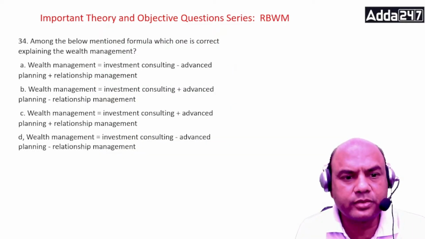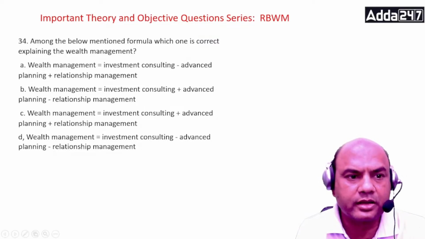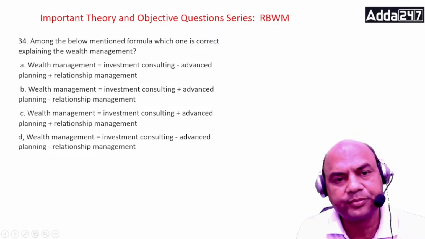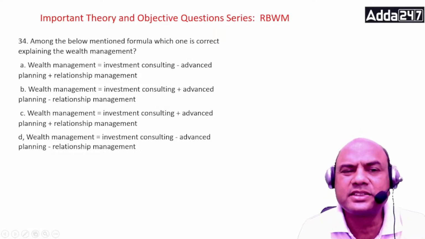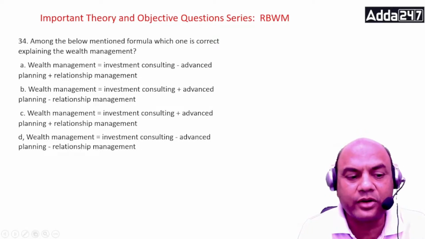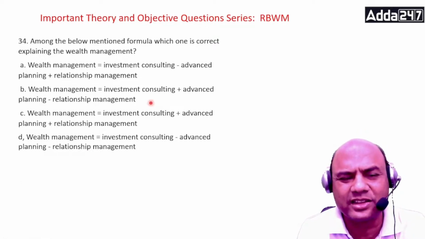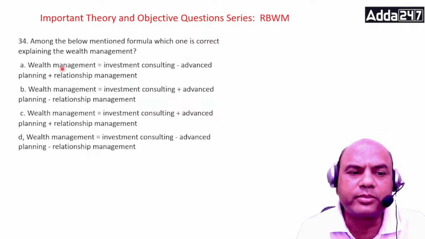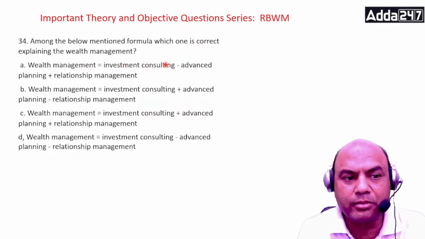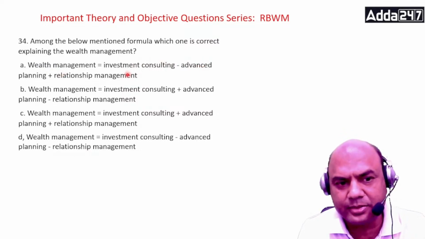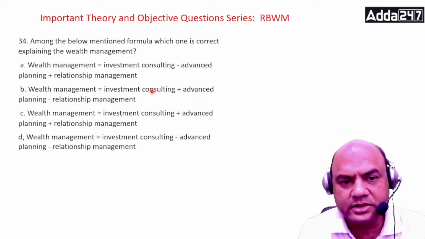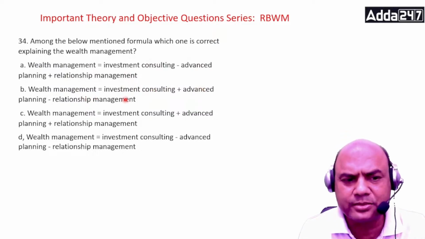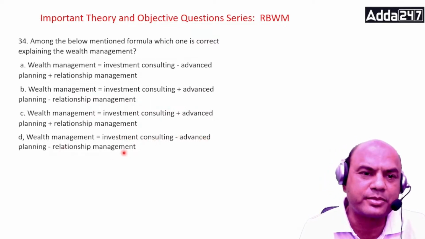Among the below mentioned formulas, which one is correct, means correctly explaining wealth management? Formula means this is a general formula, not any hard and fast formula. Wealth management equals investment consulting minus advanced planning plus relationship management; or investment consulting plus advanced planning minus relationship management; or investment consulting plus advanced planning plus relationship management; or investment consulting minus advanced planning minus relationship management.